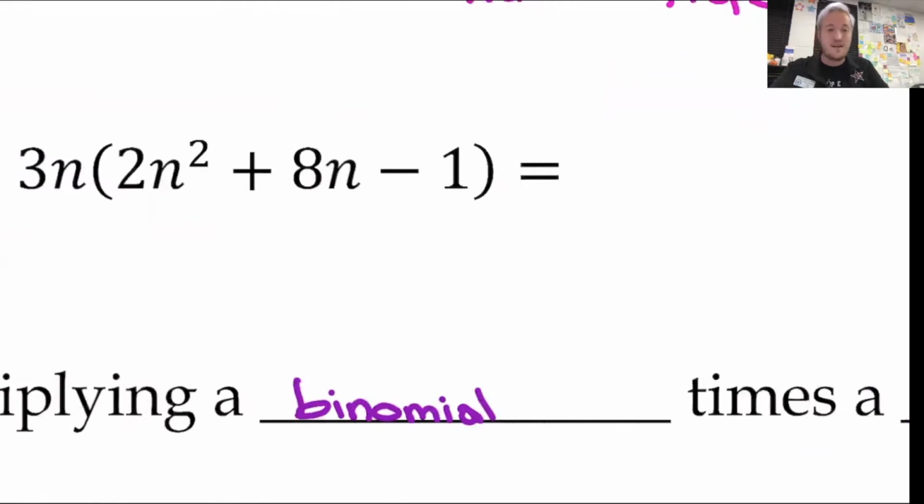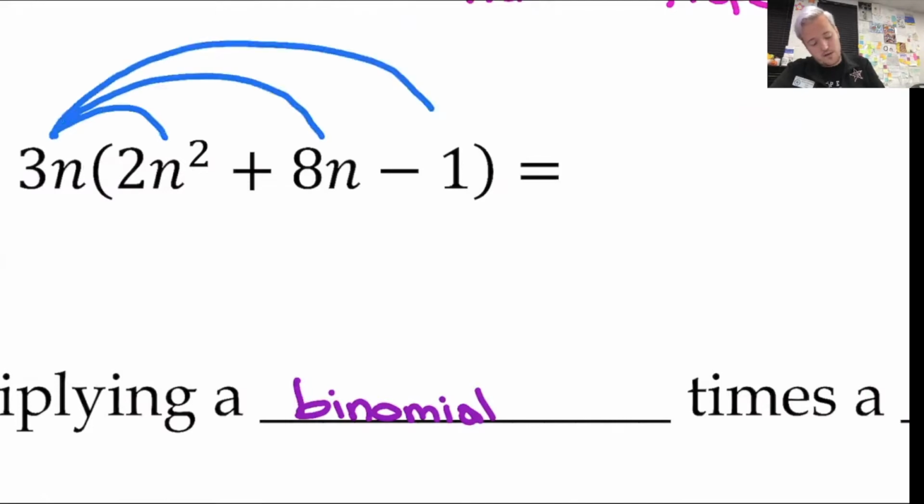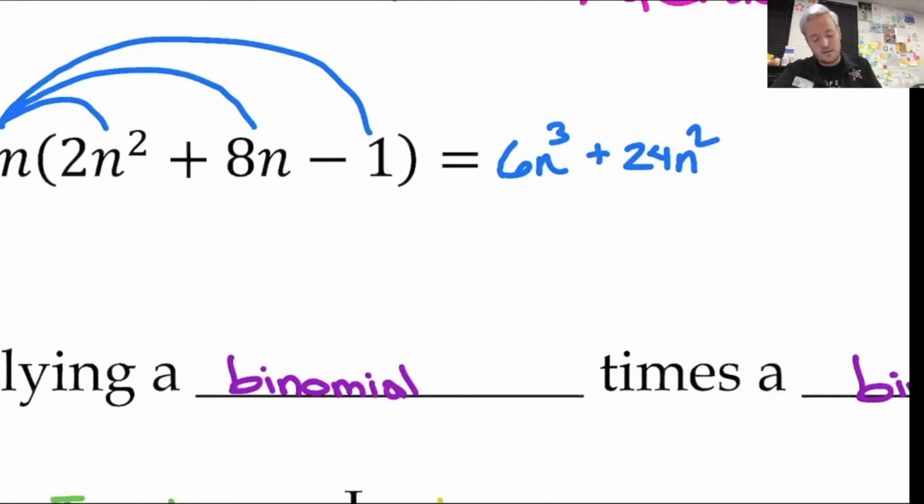Over here, same idea, but instead of just a variable, now we have a constant and a variable. I'm going to distribute 3n times 2n squared, 8n, and negative 1. So I'm going to do 3n times 2n squared. 3 times 2 gives you 6, then n times n squared gives you n cubed. And then 3n times 8n gives you 24n squared. And then 3n times negative 1 is minus 3n.